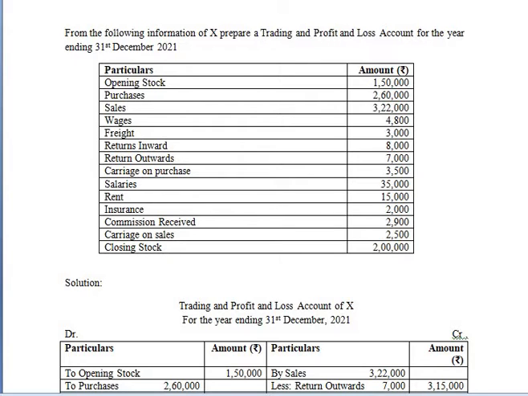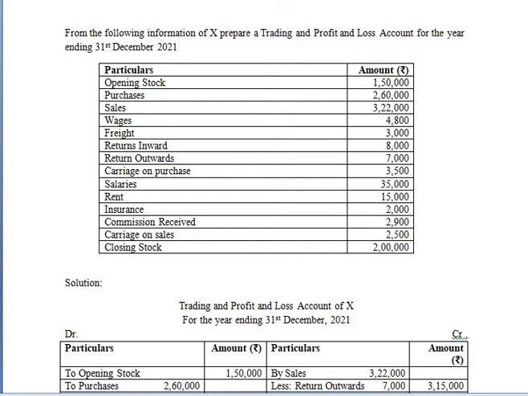So remember, in the preparation of trading profit and loss account, first of all, you have to identify the various direct expenses and the direct income, which will have to be shown in the trading account. Then in the profit and loss account will be the indirect expenses and the indirect income. So now if you look at the first item, that is opening stock. So opening stock will be the first item in the trading account. Then you have purchases, which is the direct expenses, which will come in the trading account.